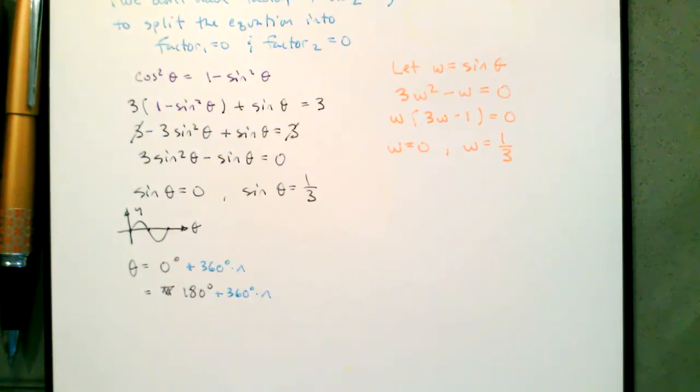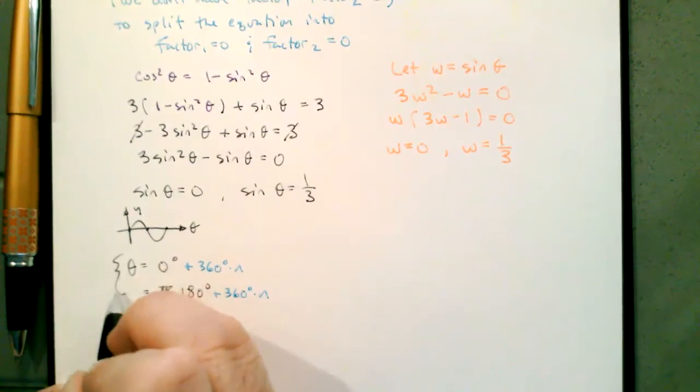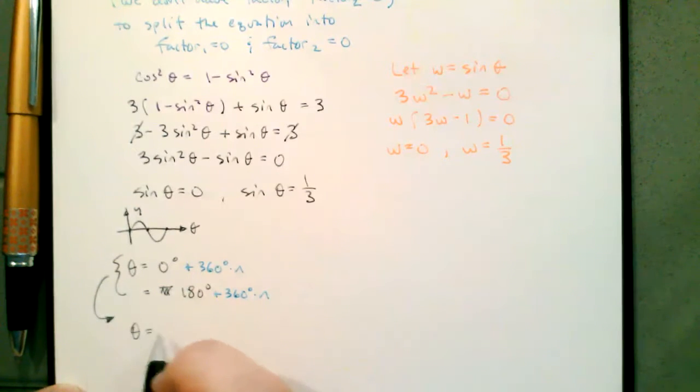So where were we? Ah, yes, we're getting all the solutions for sine of theta is equal to 0. So we get 0 plus multiples of 360, and we get the 180 plus multiples of 360. Now we can summarize this. We can take both of these and just say we're getting all the multiples of 180.